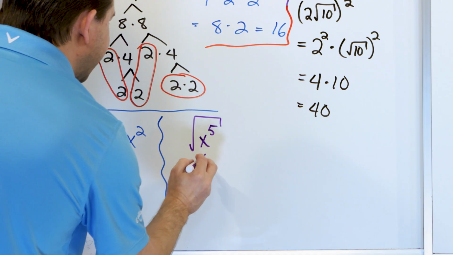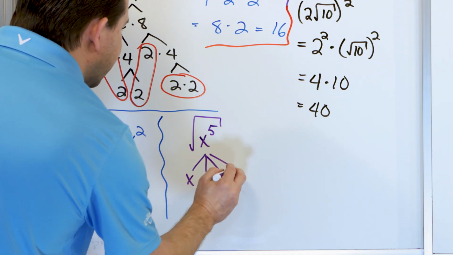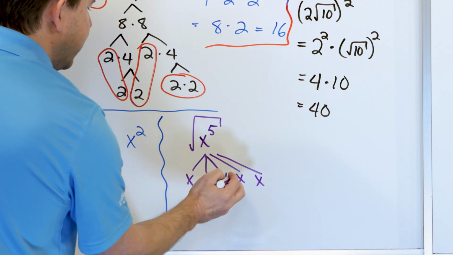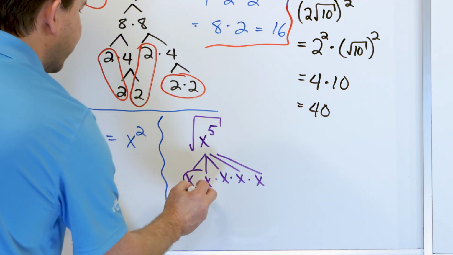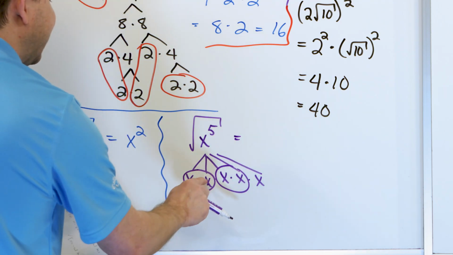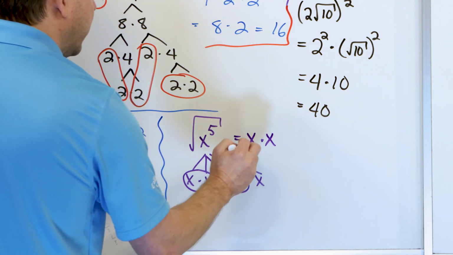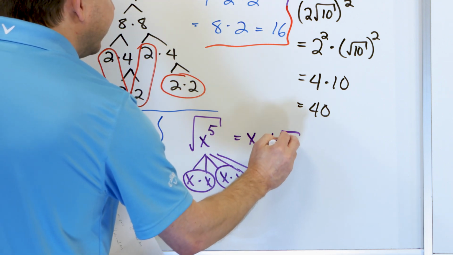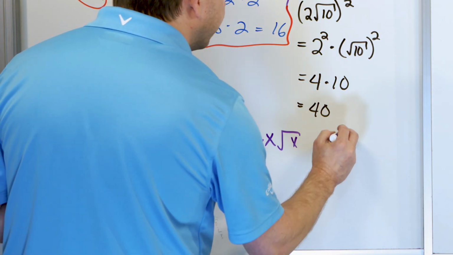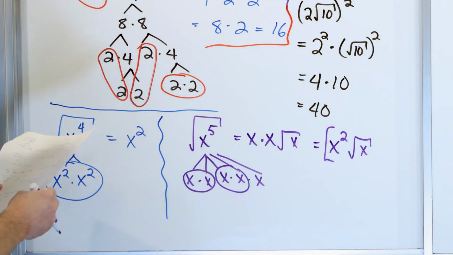Well, I do a factor tree, right? So let's do x times x times x times x times x. That's what x to the 5th is. But look, I have a pair here, and I have a pair here. But this one is unpaired. So what I have is this x comes out one time, multiplied by this x that comes out one time. And underneath the radical is just the single x that's left over. So what you actually have is x squared times the square root of x. And that would be the final answer for that one.